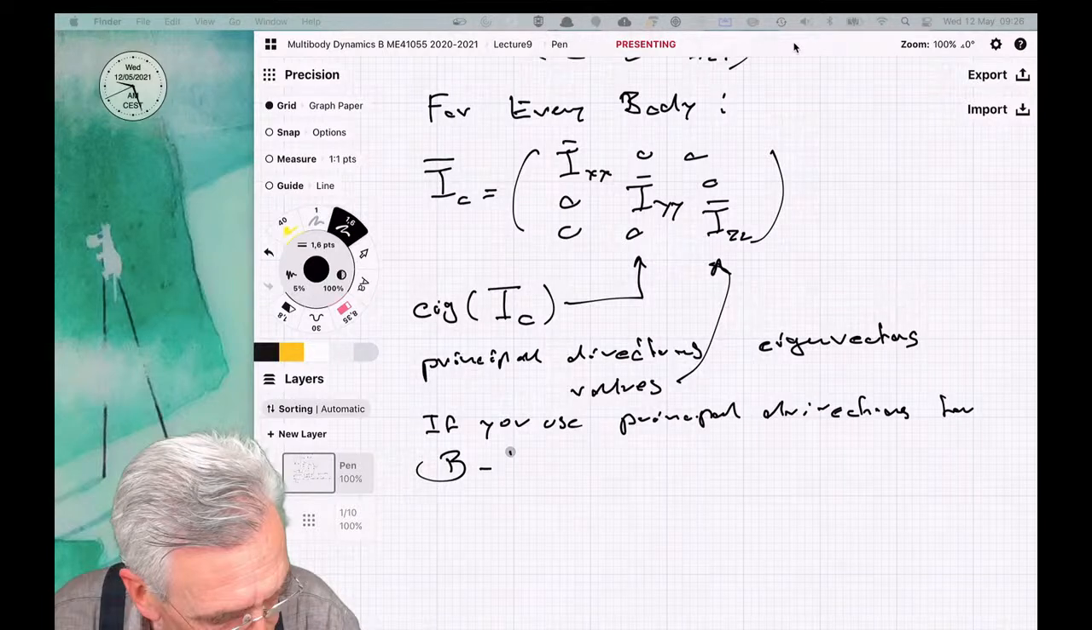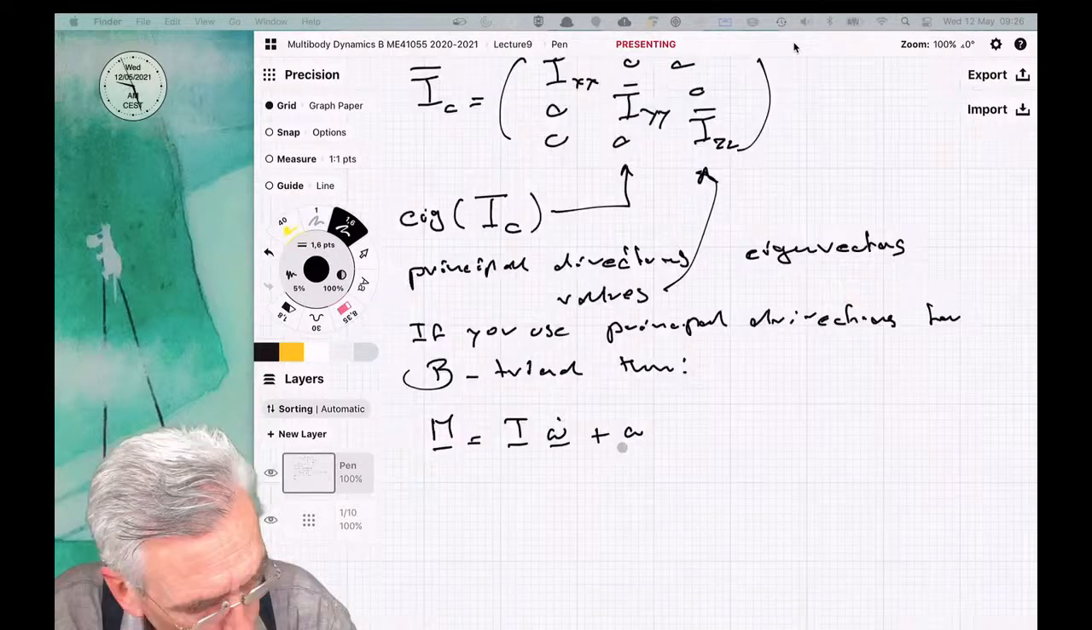Then if you take that equation, that Euler equation of motion, I dropped the C for now: omega dot plus omega cross I omega.